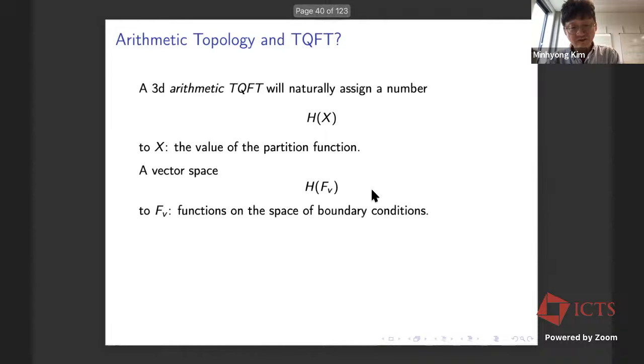And then, the other aspect is that to the local fields, this theory should assign a vector space. So where is this supposed to come from? Well, whatever these fields are, I didn't give you any examples yet, but whatever the fields are, they come with boundary conditions. What kind of values can they take when you restrict to the boundary? For example, you might consider just restricting a Galois representation to a local Galois group. Then there's a space of boundary values of fields. Right?